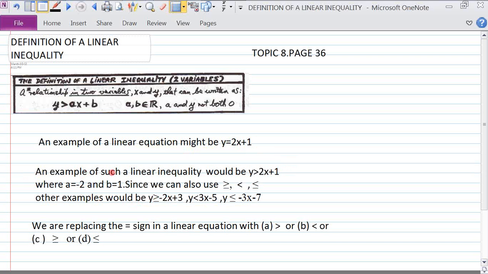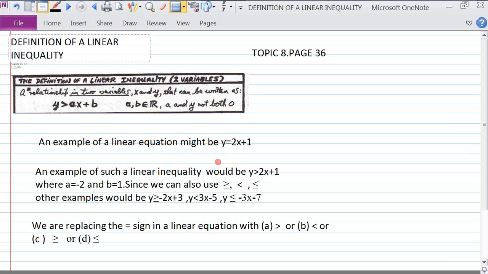An example of a linear inequality would be, instead of having the equal sign, we might have the greater than sign. We could have the greater than or equal to sign. This means less than, and this means less than or equal to. So we are not just limited to greater than; we can have less than, greater than or equal to, or less than or equal to. But here we have just the equal sign in a straight linear equation.